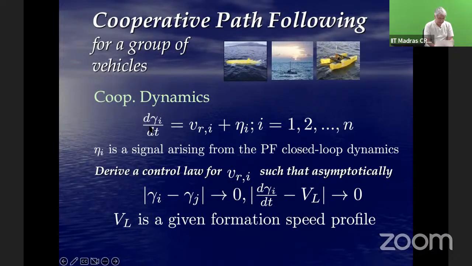Now, it turns out that if you look at the cooperative dynamics, they become very easy because for each vehicle, the rate of evolution of the gamma is equal to something you have to design, which is the reference, plus whatever comes from the path following algorithm. You cannot eliminate this because as you are doing cooperation, the vehicles are still trying to go through the paths. So you have this cross coupling here.